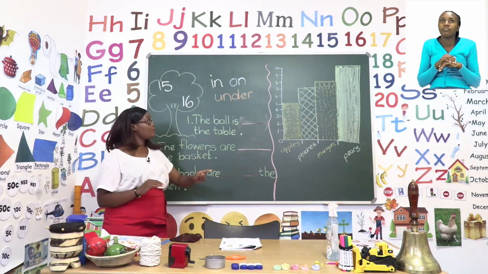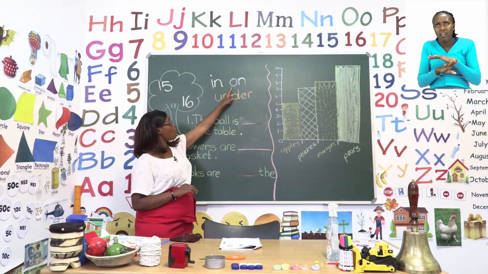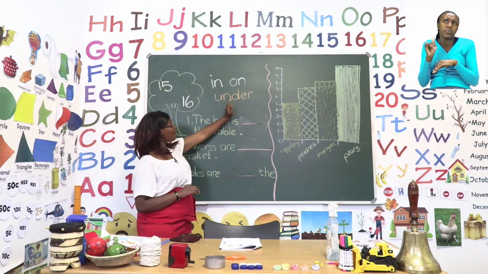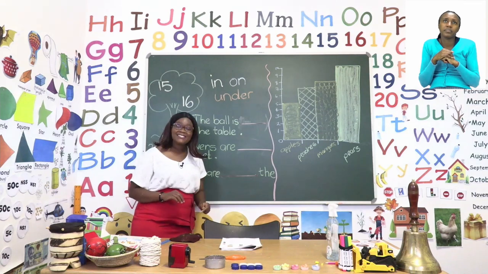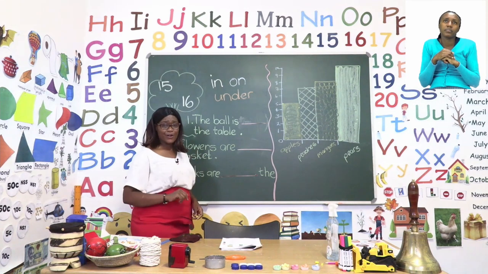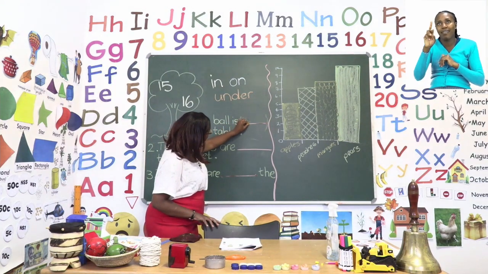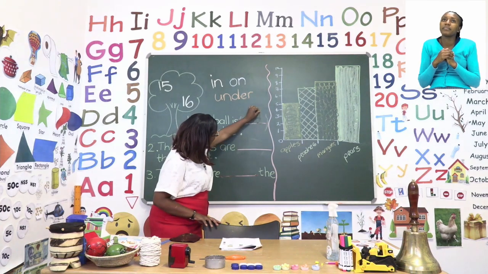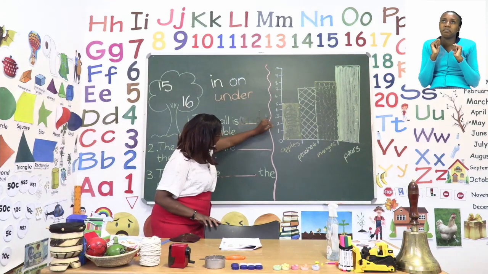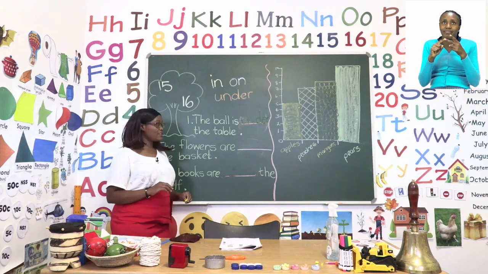Now, do we say the ball is in the table or on the table or under the table? If you said under, good job. So let's write the word under. Take your time and make sure that your letters are the same size. Good job, everyone. Now, let's move on to number 2.